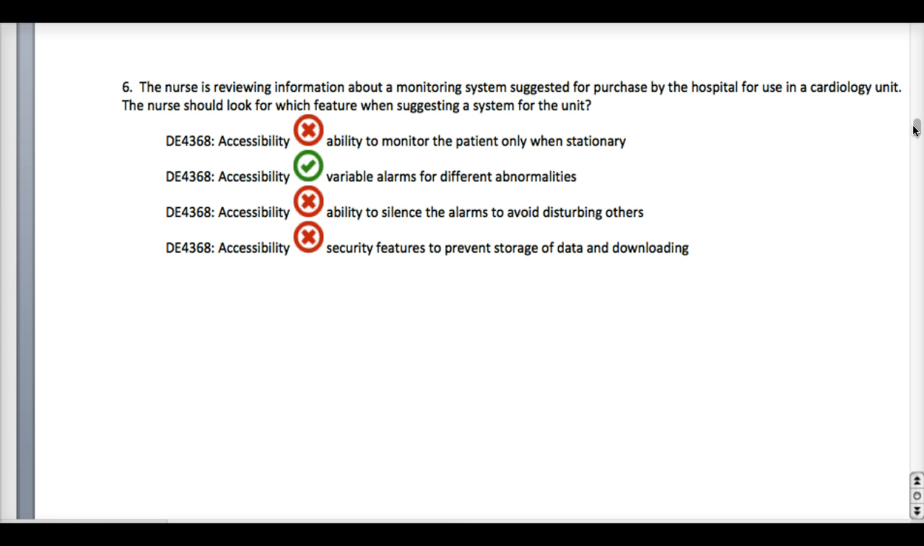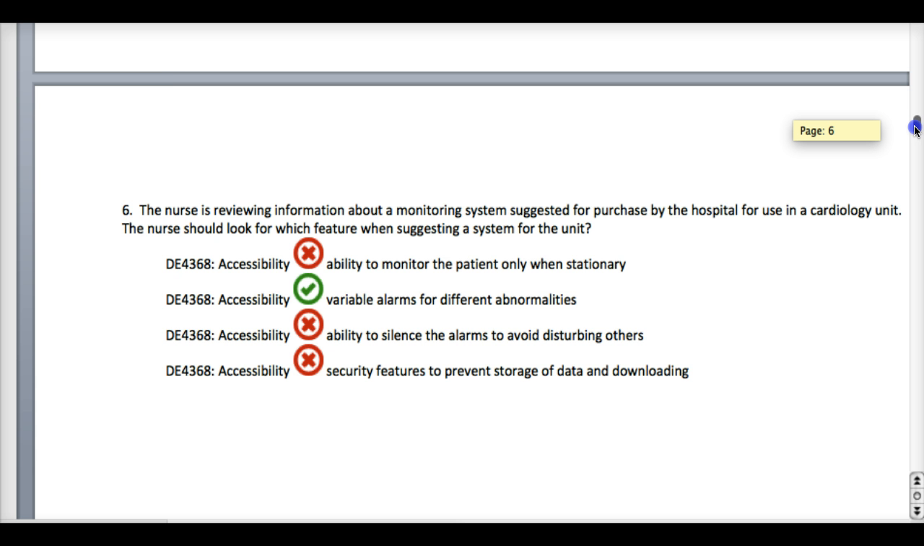Security features, so I'm going to eliminate that one. Security features to prevent storage of data and downloading. Well, I'm not quite sure that that would actually be really good in terms of a cardiology unit. You certainly do want security features, but that's not going to be up to me as a nurse who's reviewing information. That's more pertinent to our IT department. So the best answer here is variable alarms for different abnormalities, and you will see that on page 119 and presentation slide number 5.